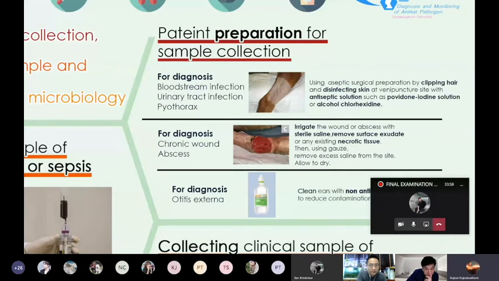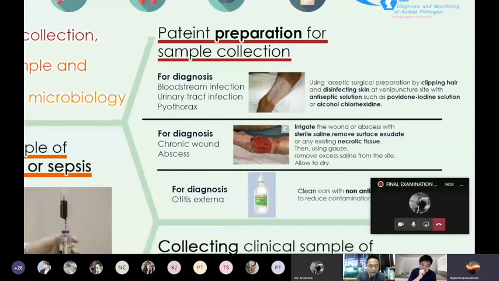First, we should be concerned that aseptic technique is required in this procedure in order to prevent contamination. So today we have an example about how to perform this step. In a case of bloodstream infection, urinary tract infection, and pyothorax, we use aseptic surgical preparation by clipping hair and disinfecting skin at the venipuncture site with antiseptic solution such as povidone iodine solution or alcohol chlorhexidine.